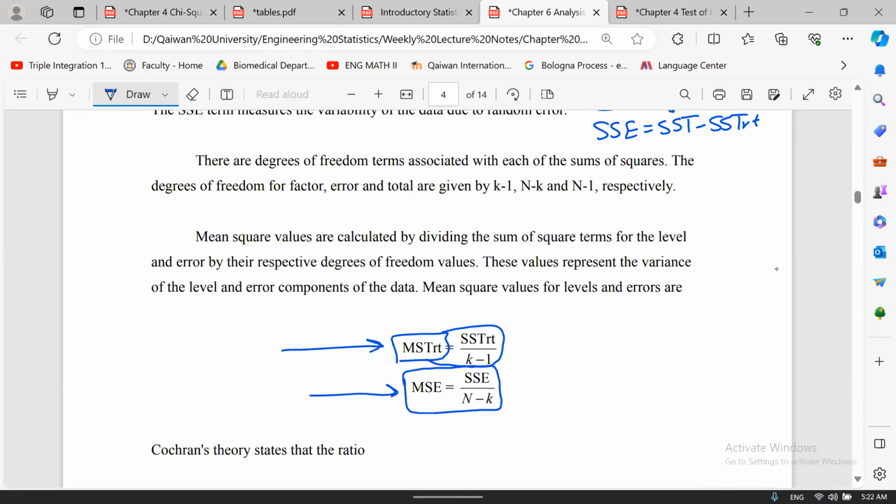As these two depend on SSTRT and SSE, SSTRT is the sum of squares due to levels, which is this one. And this one is the sum of squares due to error. MSE is the mean square value for errors, and this is the mean square value for levels.